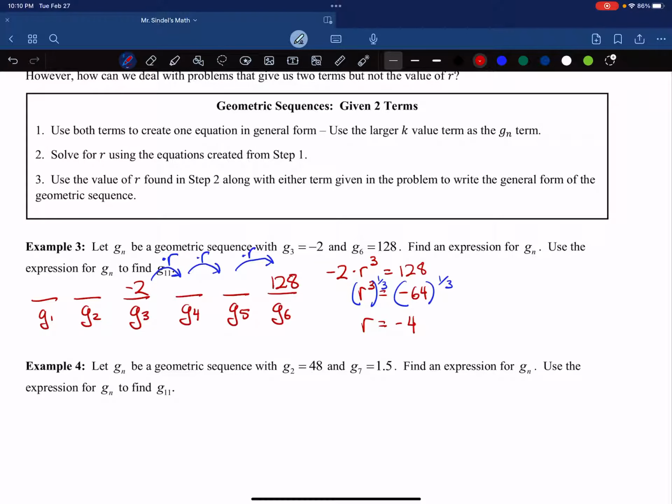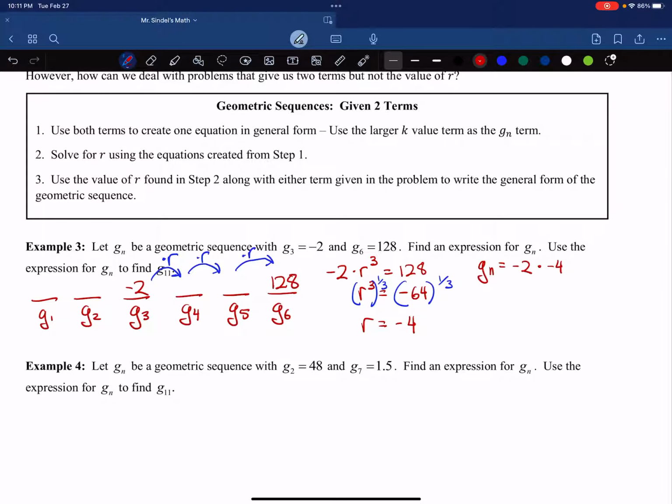Now that we know that the common ratio is -4, we go ahead and use that to write a general form, which is what it's telling us to do right now. We're going to write the general form of the equation. We're going to say g sub n is now equal to any term I want. I'm just going to randomly choose -2. And then I'm going to multiply that by r, which we had a fight to find.